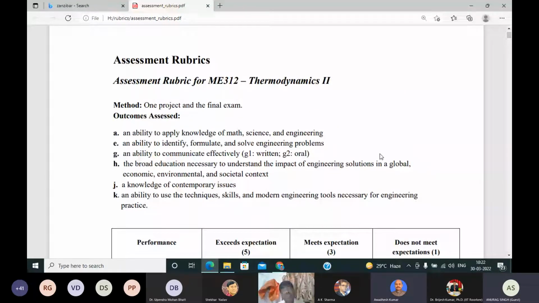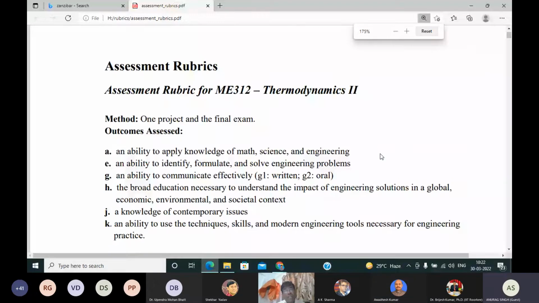Assessment rubrics. Assessment rubrics for a particular subject called thermodynamics. I hope some mechanical engineers will be there in this group. But it doesn't matter whether it is mechanical engineering or any other domain. This is the rubrics to assess various outcomes or attributes.